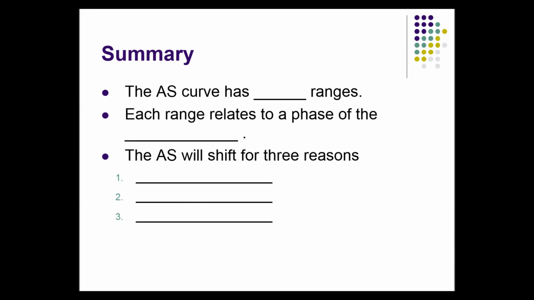So the AS curve has three ranges: the horizontal, intermediate, and vertical. So we have recession, expansion. Each range is a phase of the business cycle.